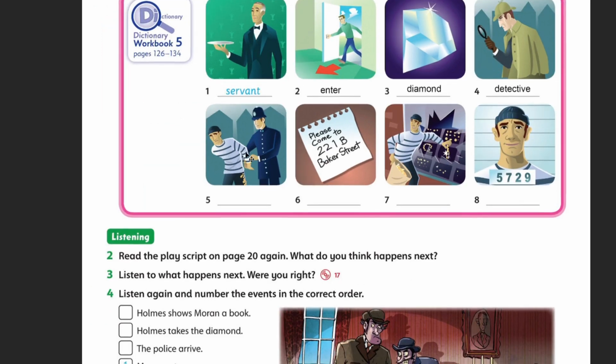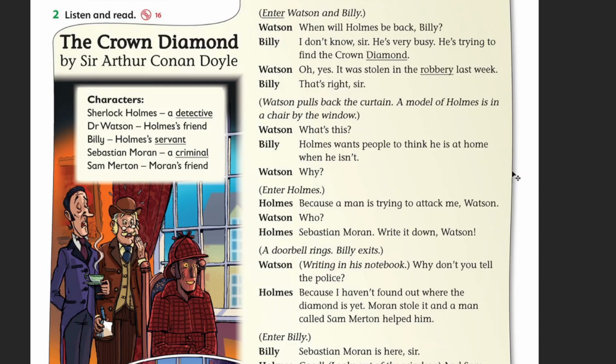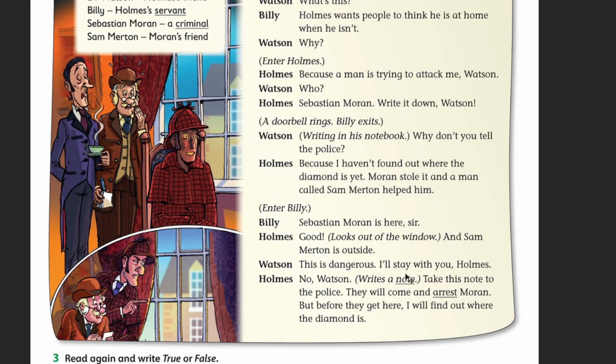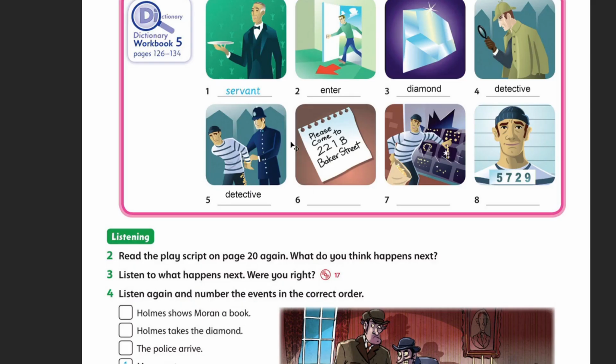Right. Next we have this one. What do you call that picture? Let's go back and look for the word. Is it robbery? I think not. Is it a note? No. Is it arrest? Yes. So the police are trying to arrest a criminal. So we have arrest.